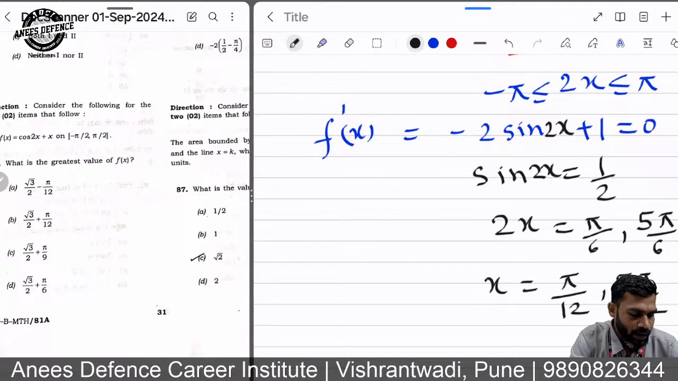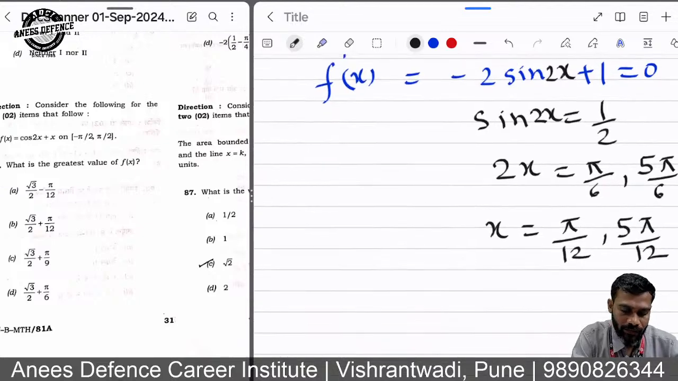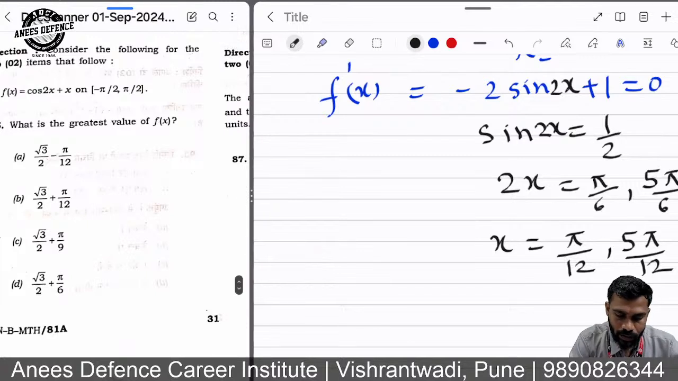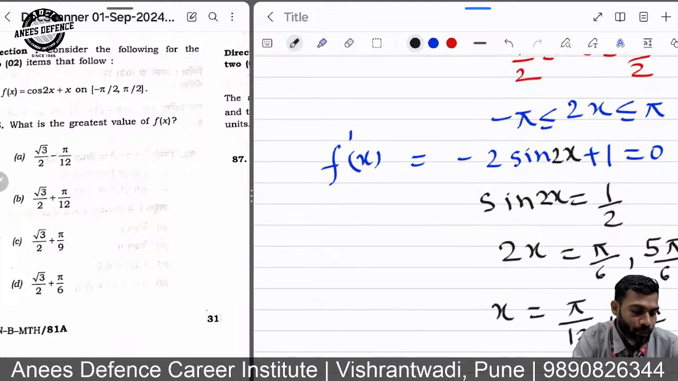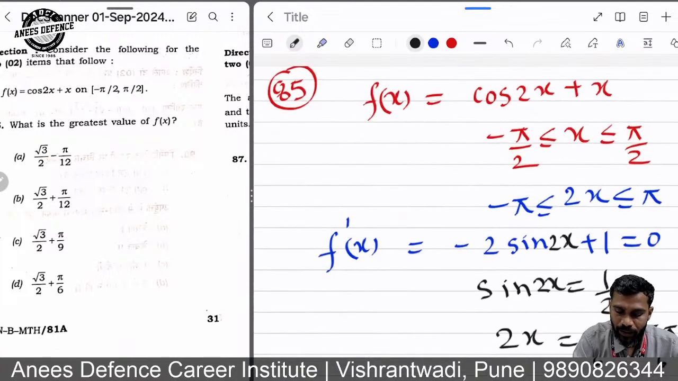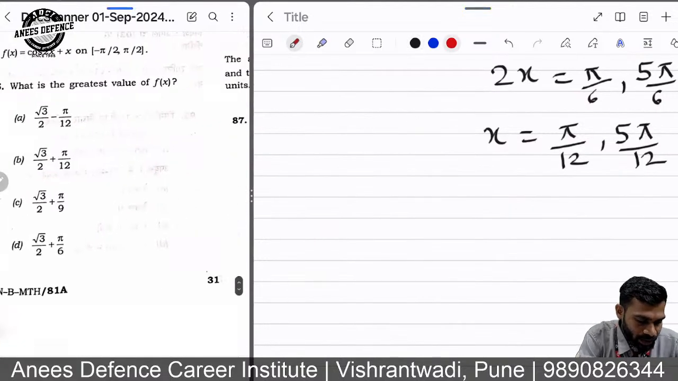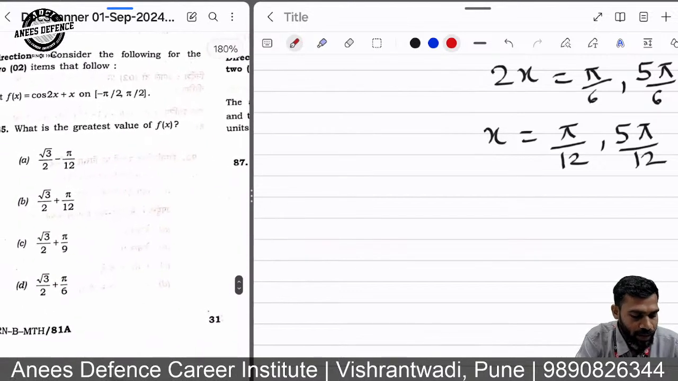Now, we need to find out the greatest value. Although we can go with the double derivative as well, we can use options here. We can directly find the value of the function at these critical points and the end points. I mean, we have to consider these values as well, the values of x being minus pi by 2 and pi by 2. So we need to find out all these four values first, and then we can compare. Because in the next question, they are asking the least value. So let us find all these four values and compare them.